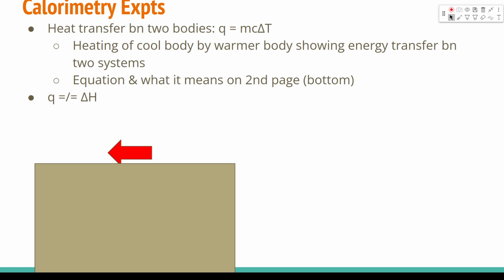Now, one thing I want to make very, very, very clear is that Q does not equal delta H. Q is heat, delta H is the change of heat, so you want to be very, very careful.